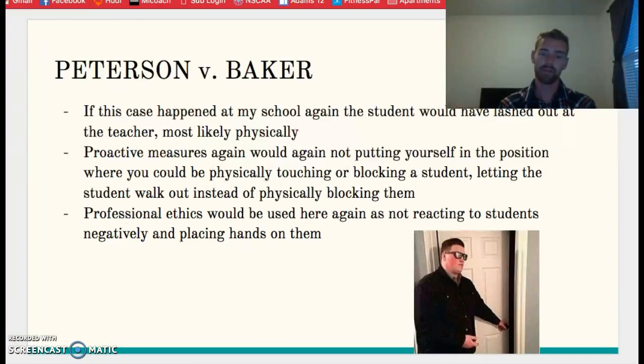Again, if this happened in my school, a student probably would have lashed out. If he was grabbed by the throat, most likely physically, there definitely would have been words being said as they were walking out of the classroom. Again, proactive measures means not putting yourself in this position of blocking the door. At my school, generally, we're told to not block the door and let the student leave in this situation. Since he's determined to leave, we're going to let him leave.